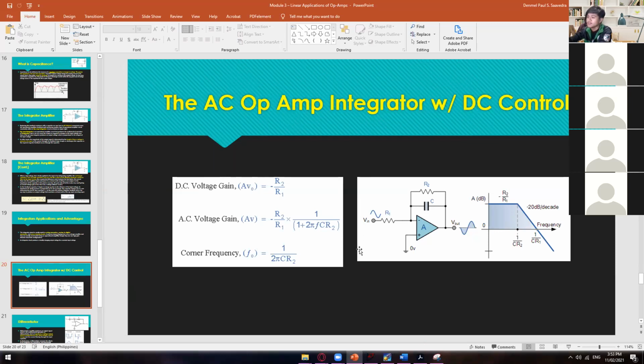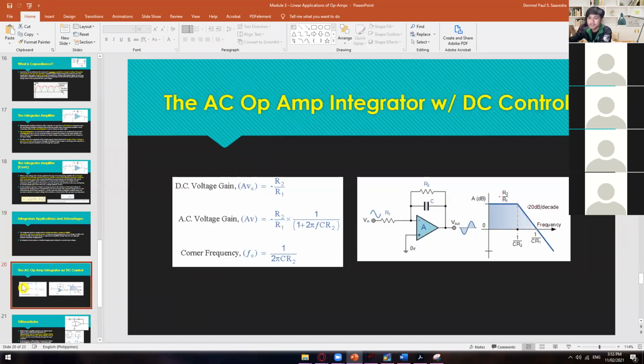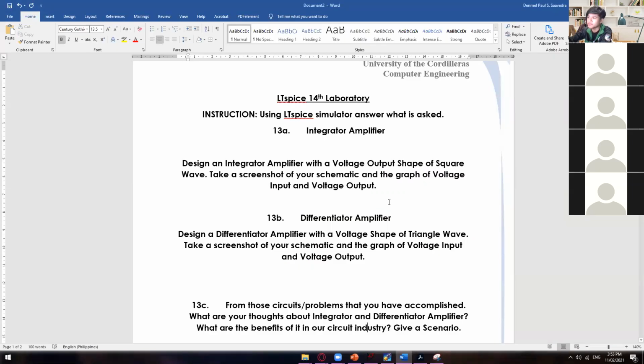All right. And one more thing here is no more. I thought I put here the summary when it comes to the integrator. Anyway, let me introduce to you your laboratory. For your laboratory, since we can only show the output shape or the waveform or the changes of shape output, that's the only thing that I will ask you to do.